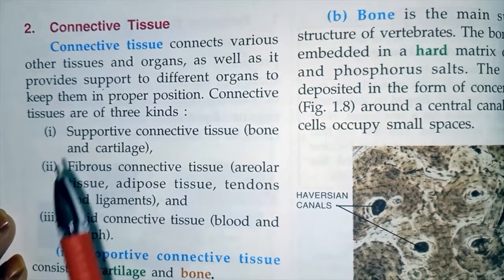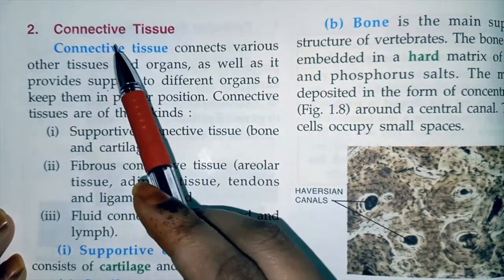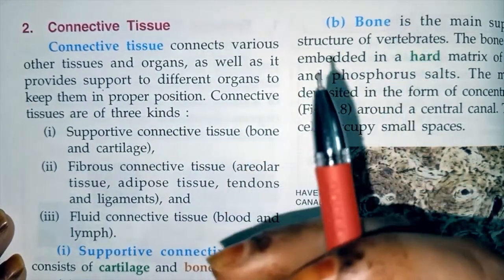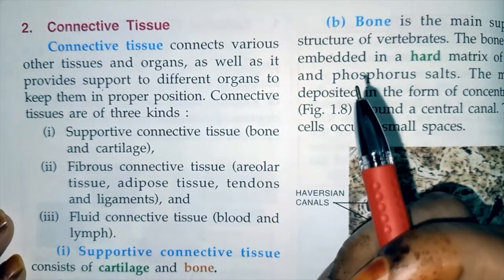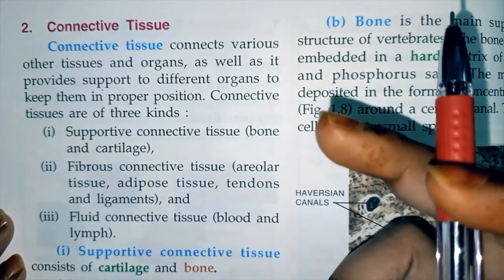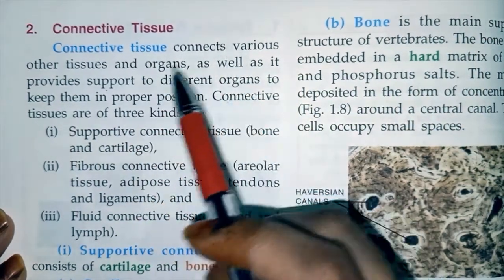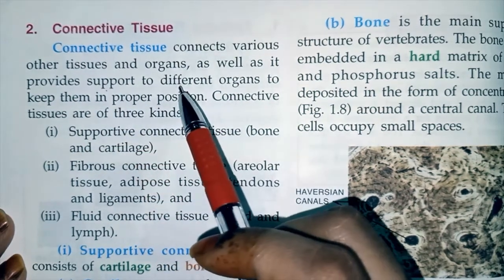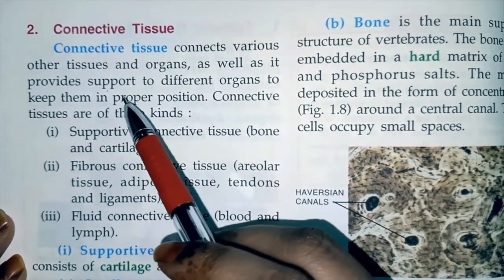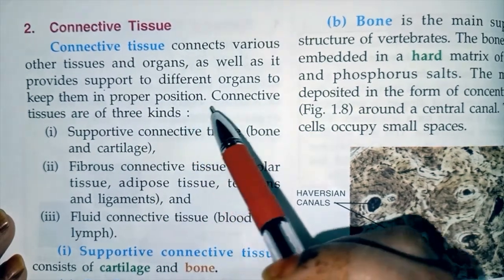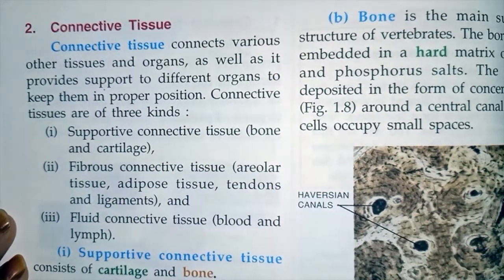Number 2 is connective tissues. So as the name suggests, connective tissues का मतलब भी होता है they help in connection, connect करता है, tissues को एक साथ connect करता है, tissues को organs के साथ connect करता है ना? Connective tissues connect various other tissues and organs as well as provide support to different organs to keep them in proper position. Connective tissues are of 3 types.